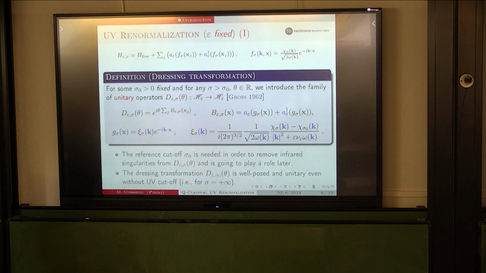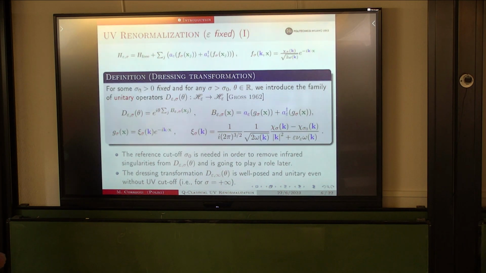Now, for the moment, and for the next couple of slides, epsilon is going to be fixed, so I don't want to care about the semi-classical limit. Epsilon is 1, think of it as being 1. Then I will come back to the interplay between the two limits. Now, how do you perform the renormalization? The idea is to introduce this dressing transformation, which was actually suggested by Gross, before the paper by Nelson.